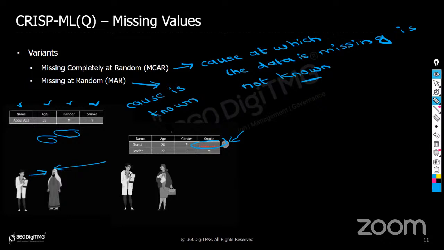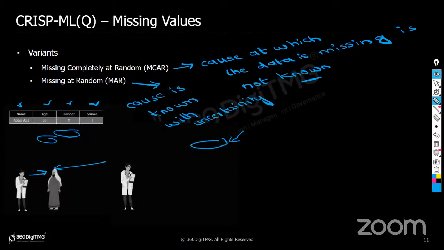So the cause at which the data is missing is not known, that is missing completely at random. The cause is known with uncertainty, that is missing at random. And what is the next one? The next one is missing not at random. So what is missing not at random?